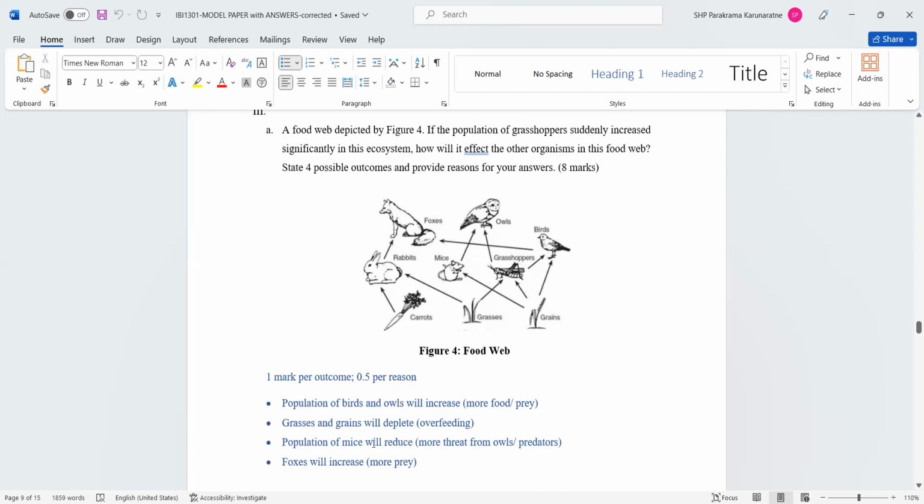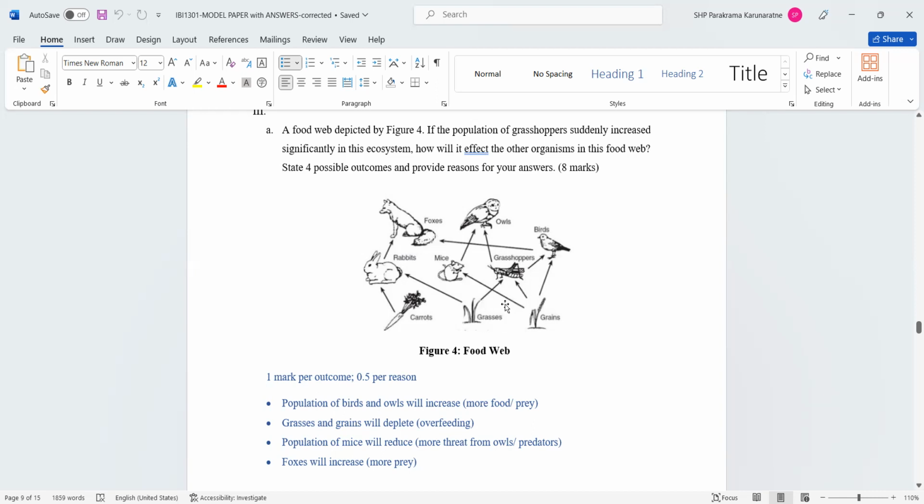Another one is the population of mice will reduce. Mice, where is mice? Mice is here. This mice is getting reduced. Why? Because a large number of grasshoppers came and they eat all these things, so there is nothing for mice to eat. So the mice population can go down, right? Foxes will increase. There is fox, it is here. Foxes will increase because they have more prey, more birds, right?